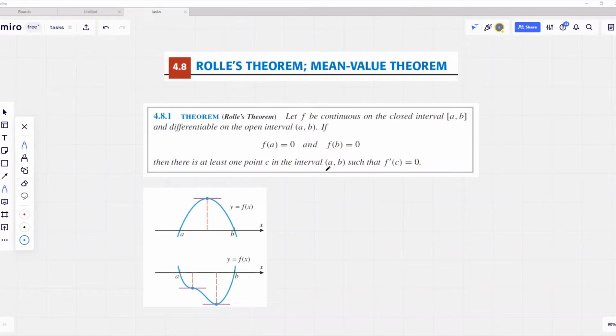then there is at least one point c in open interval from a to b such that it has stationary point at point c. The proof of that theorem is pretty straightforward. It's similar to the proof of extreme value theorem. So let's assume that we have a function and we're looking at it on closed interval from a to b. It has zero values at points a and b.